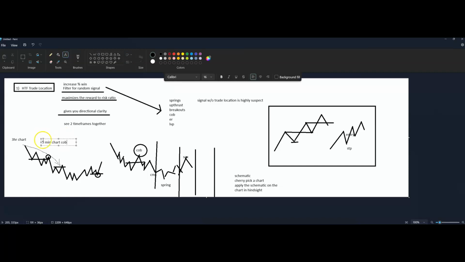Then he would use the 5-minute chart, change of behavior, plus the 3-hour chart, spring or upthrust on the test of a breakout or breakdown. Okay, so it's a 3-hour chart. It would have a spring or an upthrust on the test of a breakout or breakdown. And then when you're at that position, on that trade location, you would look for a 5-minute change of behavior.